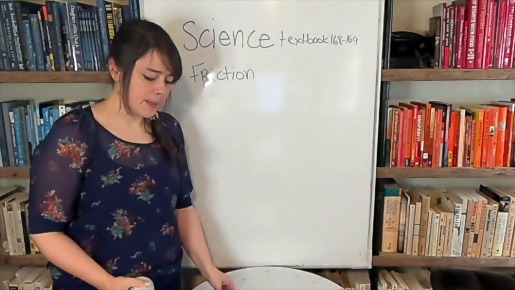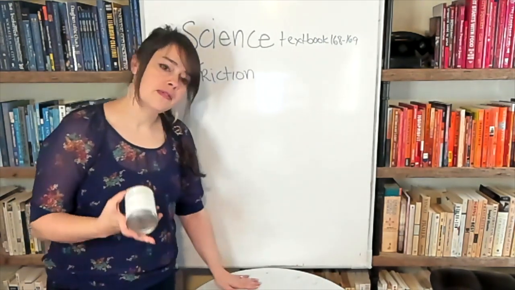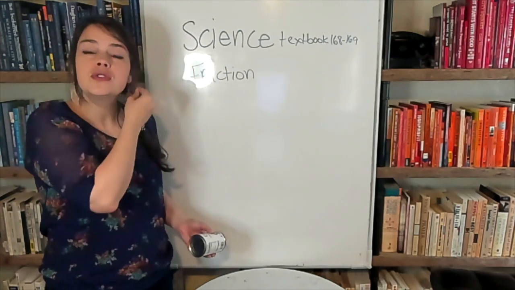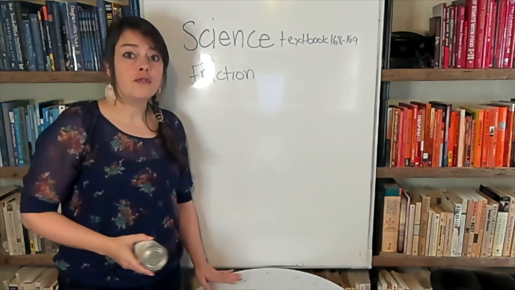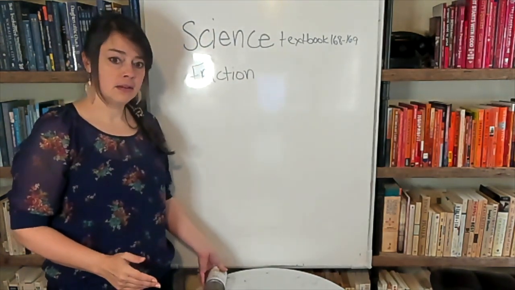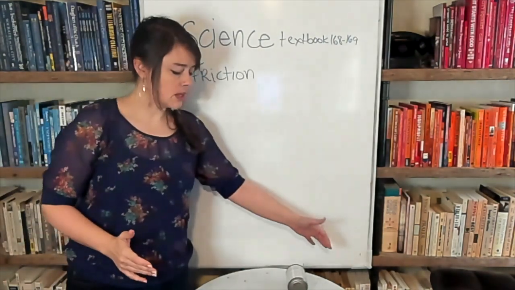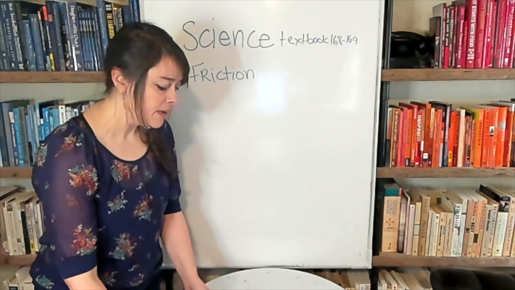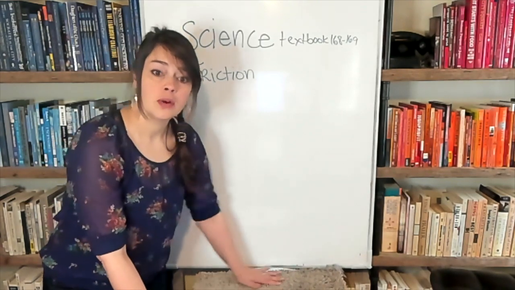Let's do a little example. This is a table, a smooth surface. This is a little can of food. On this smooth surface, there's no friction. There's no force to slow it down. This is smooth. I can roll this can of food, okay? You can hear that it just rolls easily. There isn't friction.